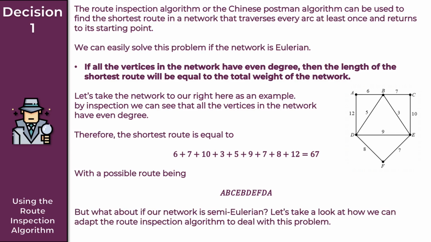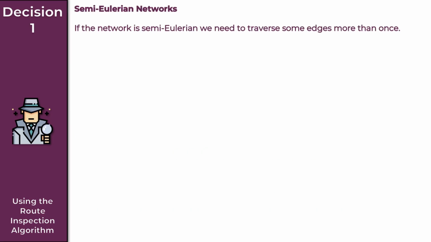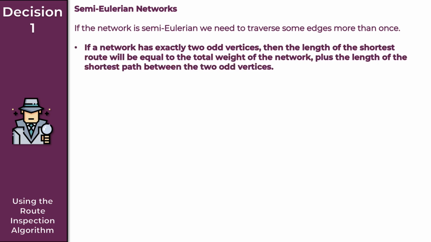Now, what about if our network is semi-Eulerian? That poses a bit of an extra problem. So let's take a look at how we can adapt the route inspection algorithm to deal with this problem. If the network is semi-Eulerian, we need to traverse some edges more than once. If a network has exactly 2 odd vertices, then the length of the shortest route will be equal to the total weight of the network plus the length of the shortest path between the 2 odd vertices.